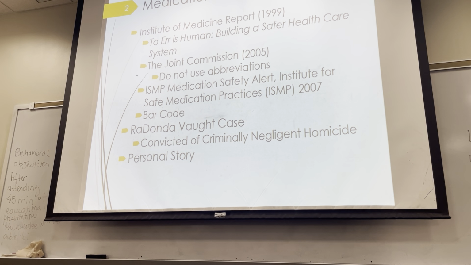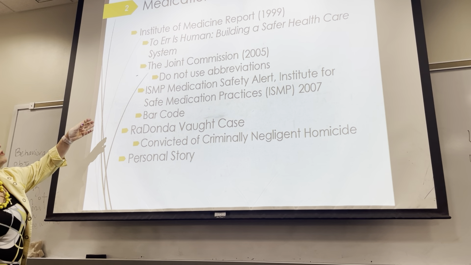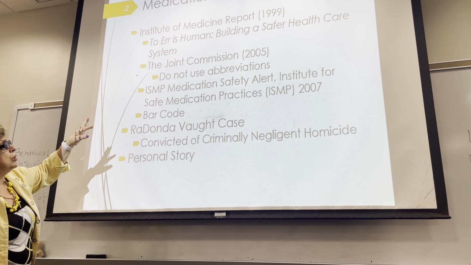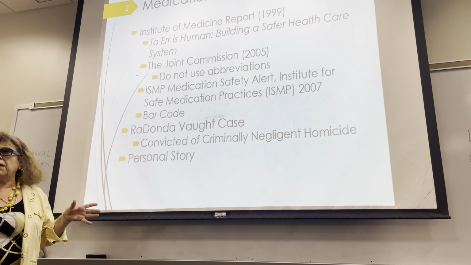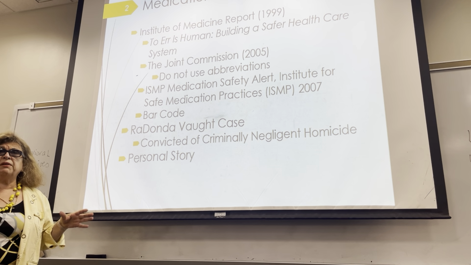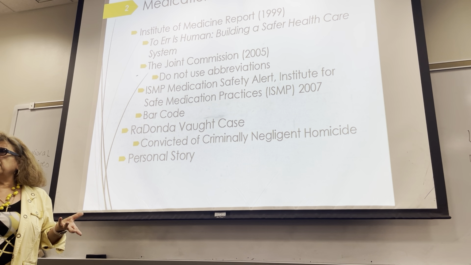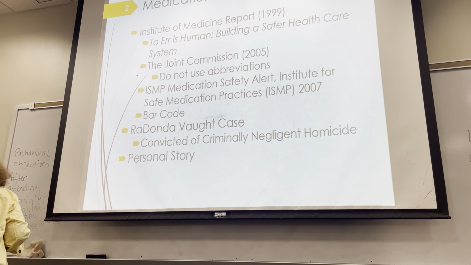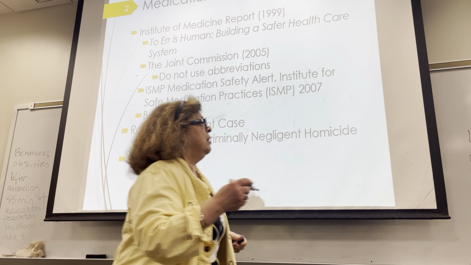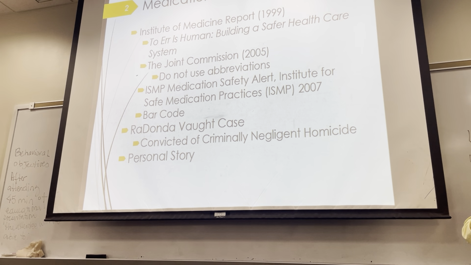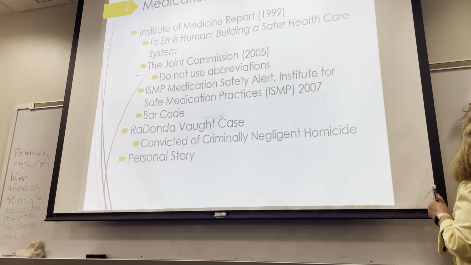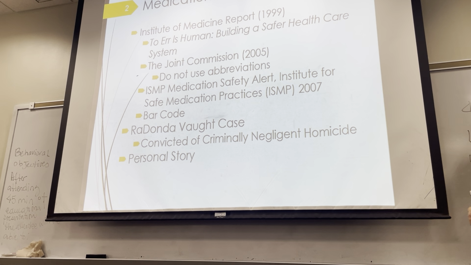Now, because of that, making a mistake is human. So, like we said, the Joint Commission came and said, let's not use abbreviations, because if we use abbreviations, the other person may read it differently and make a mistake. One example: if it is 40 units of insulin, you have to write out the word units. Does that make sense?